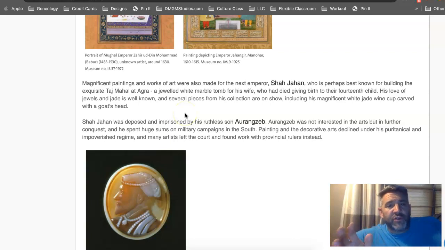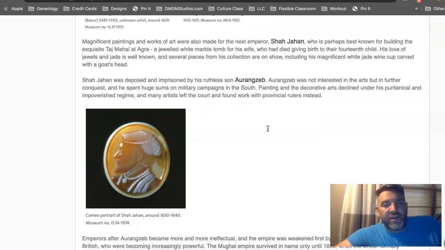The Taj Mahal was supposed to be one of two tombs. Another tomb was going to be built for him, made out of onyx. So they were going to have the Taj Mahal and then another tomb built for the emperor that was going to be completely black, a white tomb and a black tomb. However, he was deposed. He was taken over by one of his sons, Aurangzeb. So Shah Jahan is deposed and imprisoned by his ruthless son Aurangzeb.